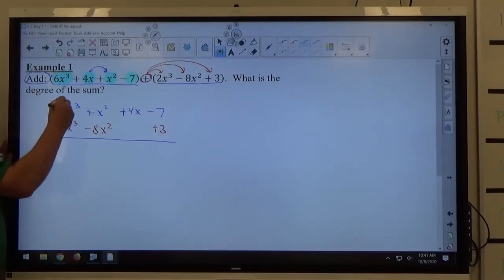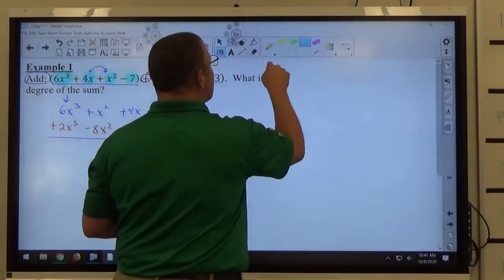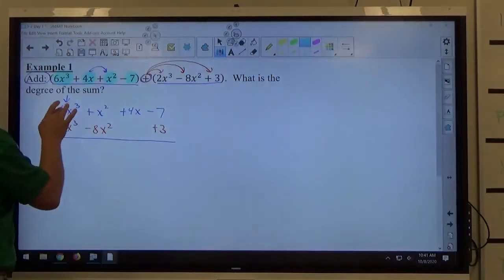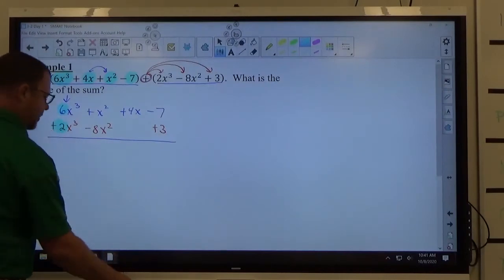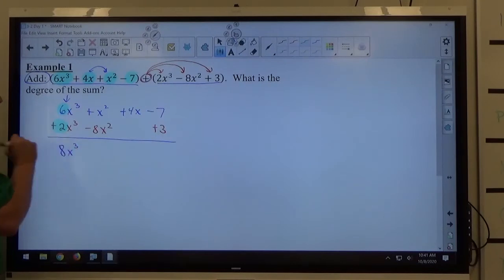So I'm going to add straight down then, the like terms. And to add terms, we're going to add coefficients. So this is 6 plus 2 makes 8, and then it's going to be 8x cubed. Notice the power didn't change. Powers do not change when you add or subtract. They only change when you multiply. So 6 plus 2, both positive, adds to make 8. X cubed stays x cubed.